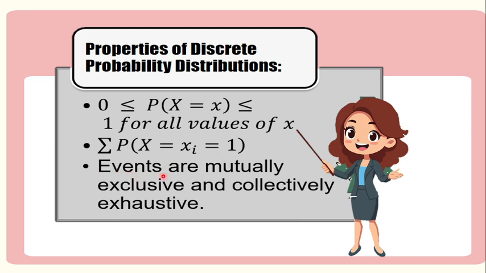Next, events are mutually exclusive and collectively exhaustive. So when we say mutually exclusive, going back to our discussion last midterm, I guess. Si mutually exclusive class, if you can still remember, siya yung events that cannot occur simultaneously. So, wala siyang joint or wala siyang same elements, no, if one event happens, the other will not. So yun yung meaning ng mutually exclusive.